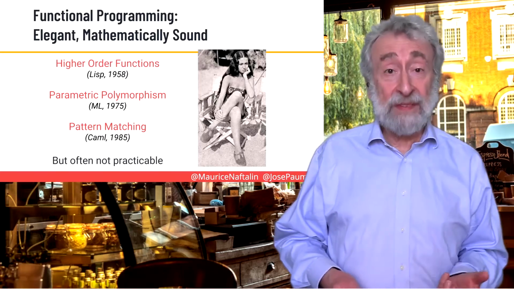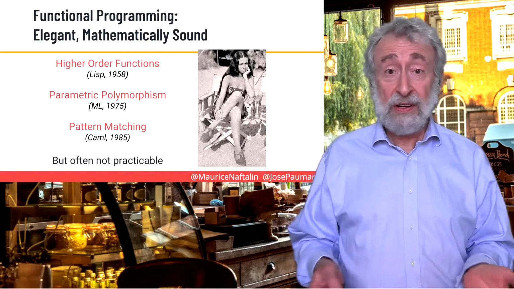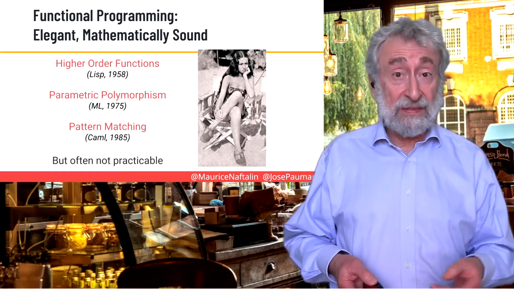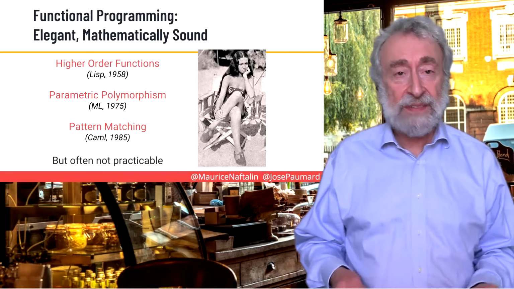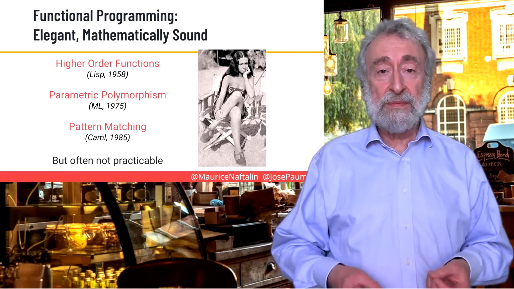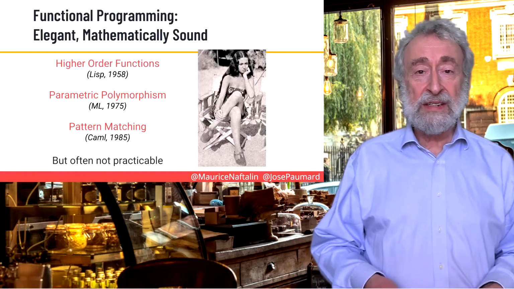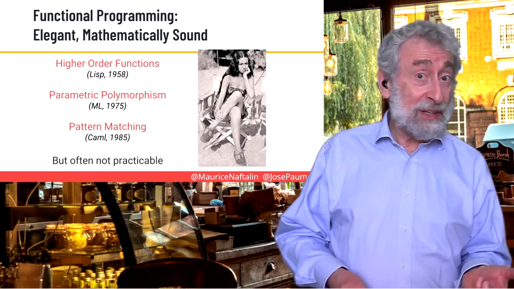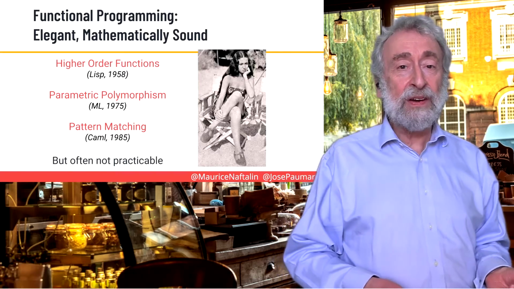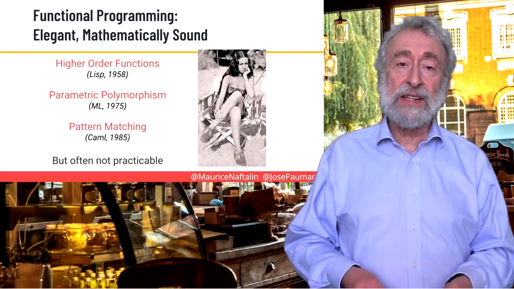The key elements of functional programming languages have been present for a long time. They came in progressively. Higher order functions, which we know as lambdas in Java, came in the 1950s. Parametric polymorphism, which we know as generics, came in the 1970s, and pattern matching, which we're just getting to know, came in the 1980s. These have been around for a long time and are well-established ideas in programming.